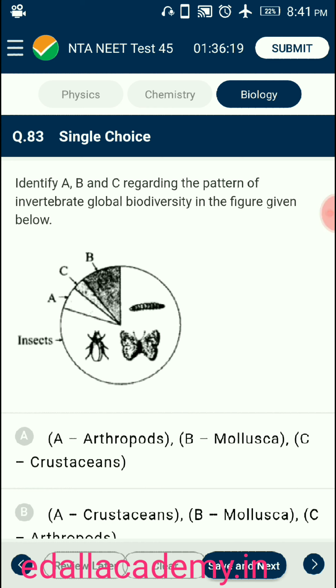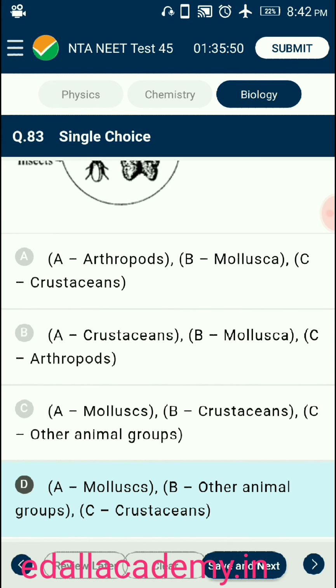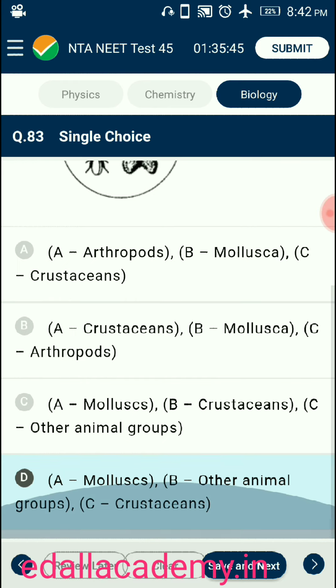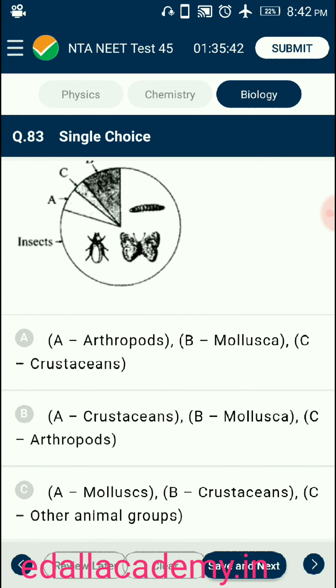Insects followed by mollusks. There are approximately 1 million types of insects, which account for nearly 70% of all invertebrates. Mollusca is also a very diverse group, reaching approximately 70,000 species. Crustaceans are crabs, prawns, etc., present in the sea, freshwater and on land, accounting for nearly 50,000 species. So the answer for this question is option D. In the given diagram, A represents mollusks, B represents other animals, C represents crustaceans.